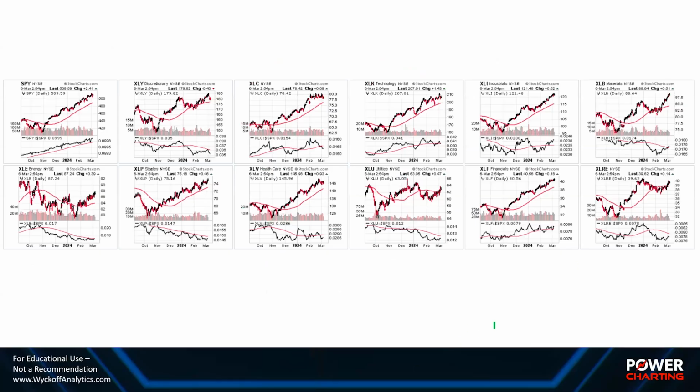Now, let's start with a view of the sectors. I really want to point out just a couple of things because I want to focus on materials and a little bit on energy, I suppose. But note that most of these sectors on a relative strength basis are underperforming. They're starting to make lower highs. Look at technology. Had an upthrusting action, is already turned back below the peak of early February.